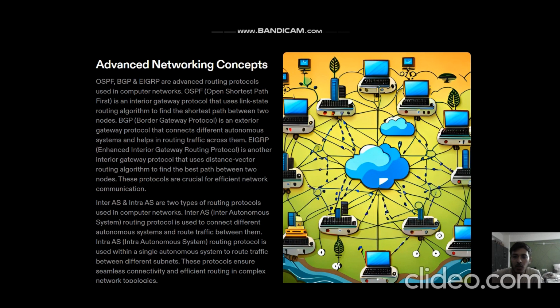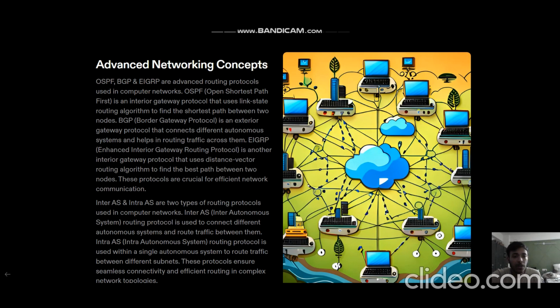Now we will look into some advanced networking concepts, like OSPF, BGP, and EIGRP. They are some advanced routing protocols used in computer networks. OSPF stands for Open Shortest Path First, and it is an interior gateway protocol that uses a link state routing algorithm to find the shortest path between two nodes.